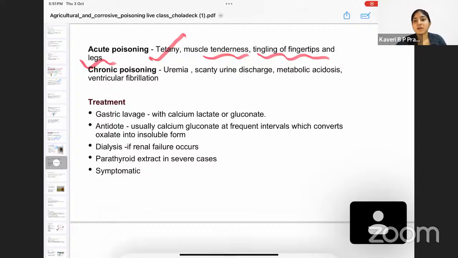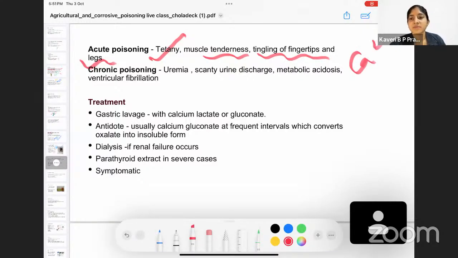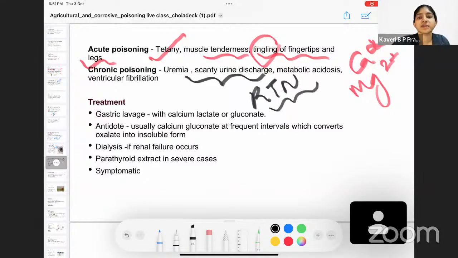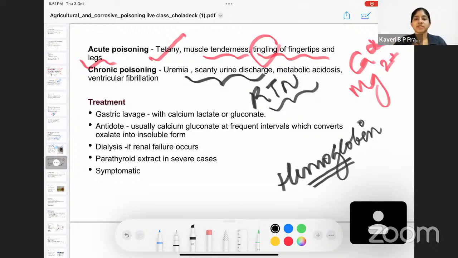Whenever the level of calcium or magnesium or all these important ions comes down, there's going to be a tingling sensation. The chronic features can be uremia, scanty urine discharge, metabolic acidosis and ventricular fibrillation. Now, why scanty urine discharge? It is because there is renal tubular necrosis. Why renal tubular necrosis? Because the breakdown products of hemoglobin will sit at the tubules and damage these tubules. Coming to the treatment, gastric lavage can be done with calcium lactate or gluconate.